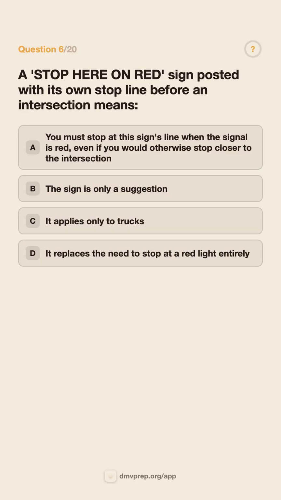Question 6. A "Stop Here on Red" sign posted with its own stop line before an intersection means: A. You must stop at this sign's line when the signal is red, even if you would otherwise stop closer to the intersection. B. The sign is only a suggestion. C. It applies only to trucks. D. It replaces the need to stop at a red light entirely.